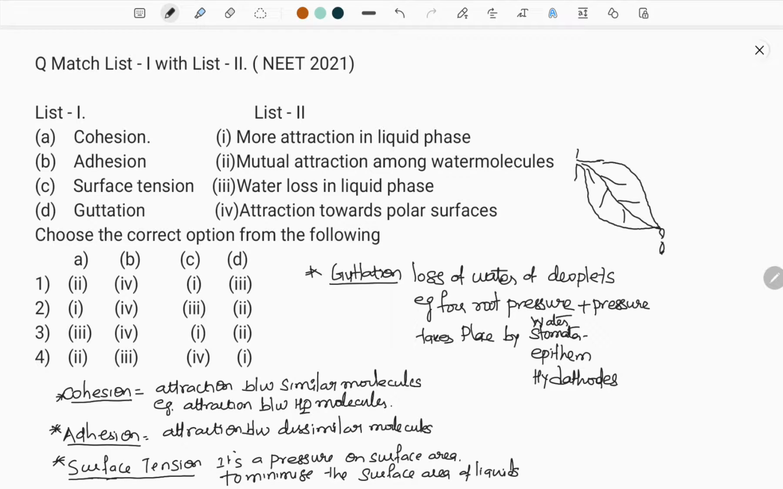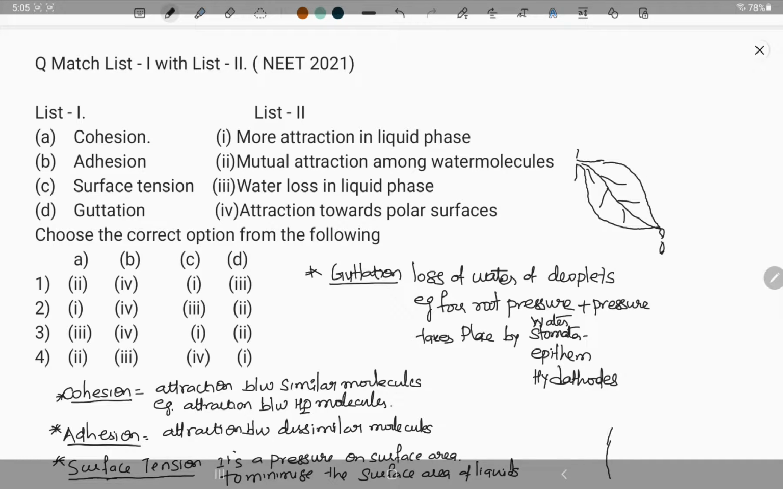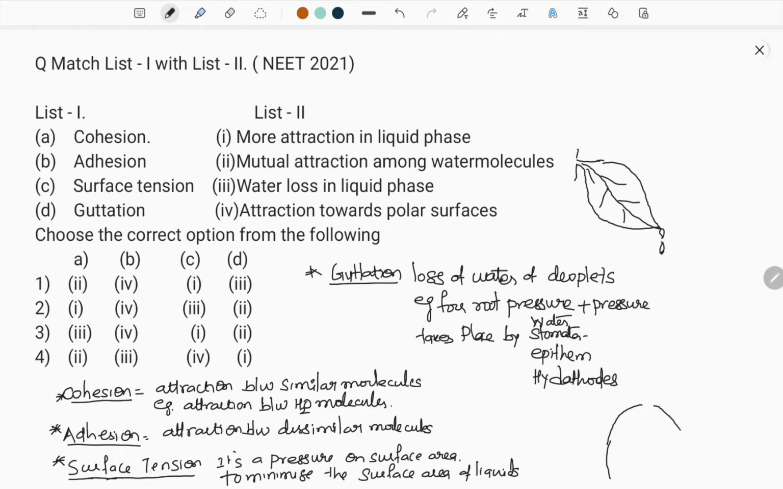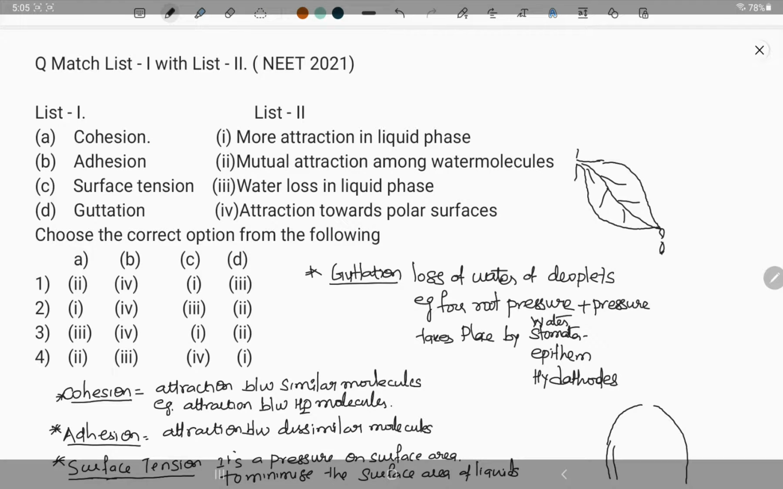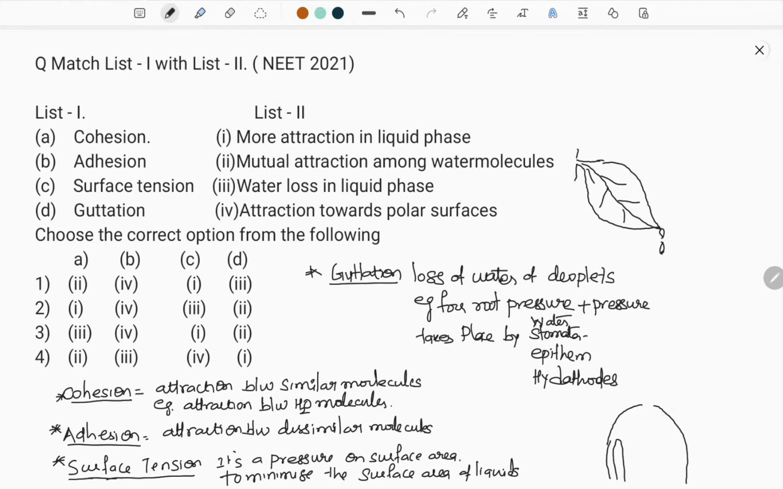Hydathodes. I can give you one example here. Let us suppose this is the tip of the leaf, and these are the venations. Venations means the xylem vessels, and water reaches into the xylem vessels. Here a loosely arranged mass of parenchyma cells are present. They are called epithem, and here a cavity is present, and here you find the water stoma.